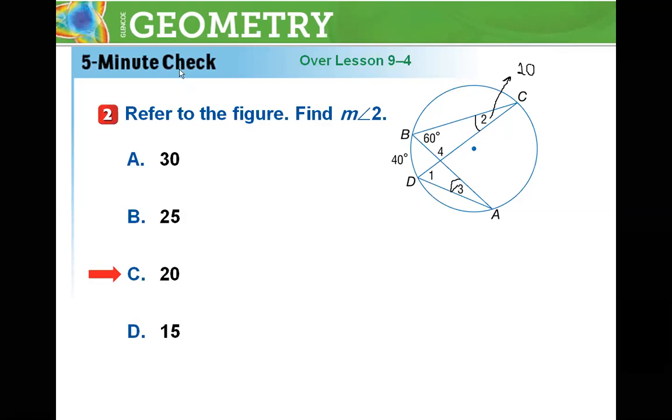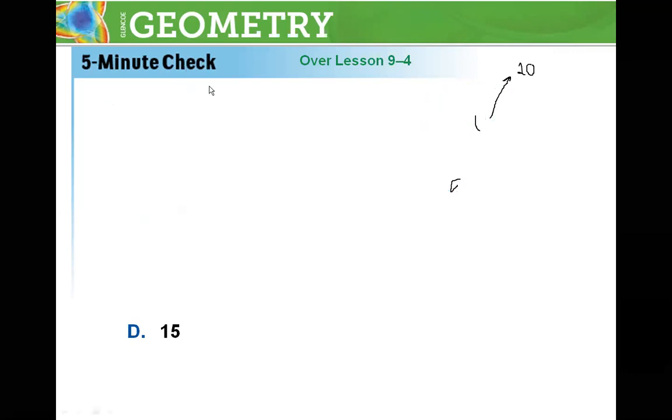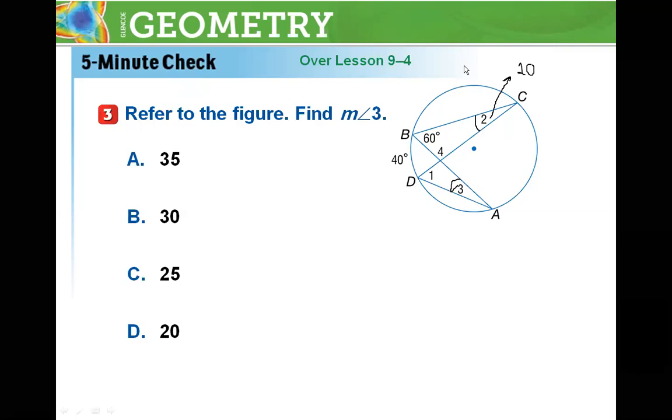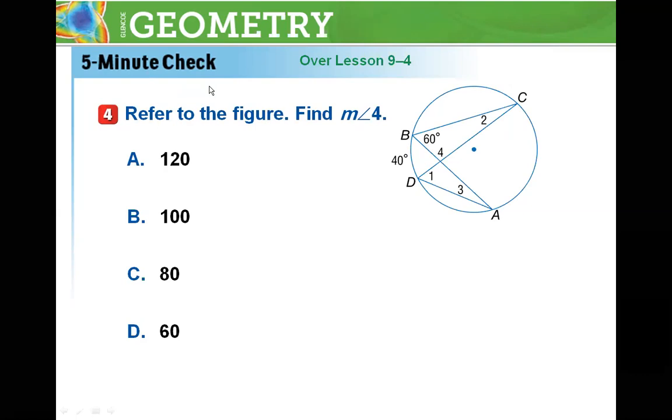Okay, the next example. We have here, refer to the figure, find the measure of angle 3. We already said it with Abdullah, the measure of angle 3 equals the measure of angle 2 equals 20 degrees. So the answer is 20. Okay, I'm going to the last problem, the measure of angle 4. I need to find the measure of angle 4.